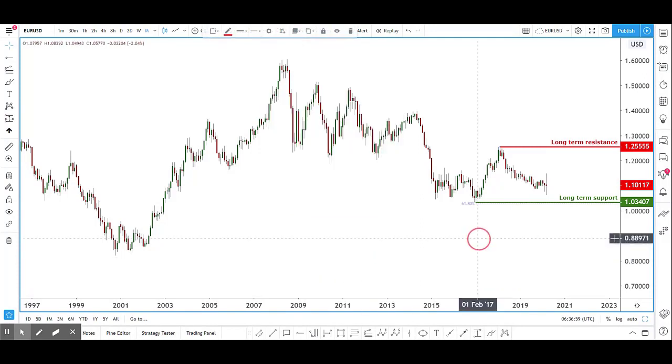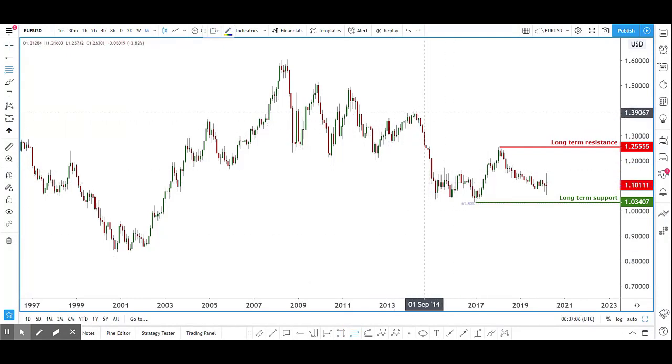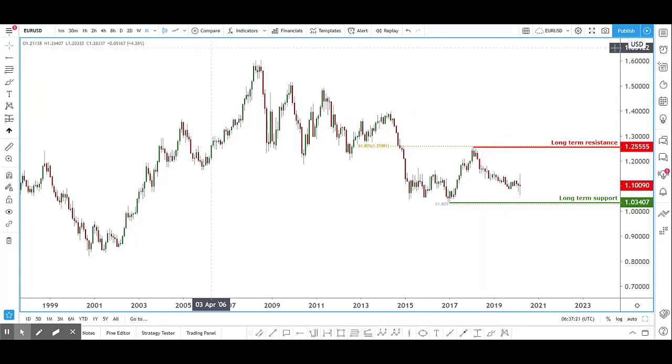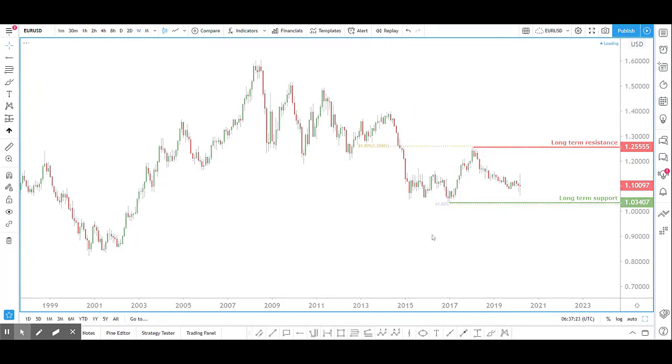Now with this long-term resistance, again what we want to do is to confirm this with Fibonacci levels. We take a retracement from this swing high to this swing low, and we find that this long-term resistance falls nicely in line with the 61.8% retracement. So we can say for sure that this long-term resistance and long-term support are key levels. And with that, let's go down to the weekly.